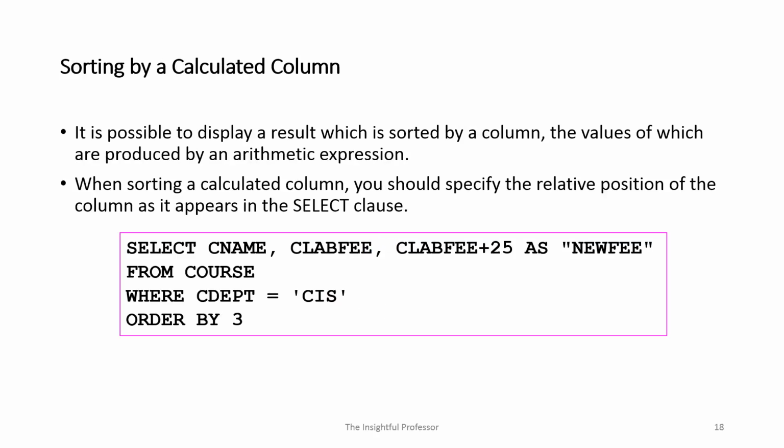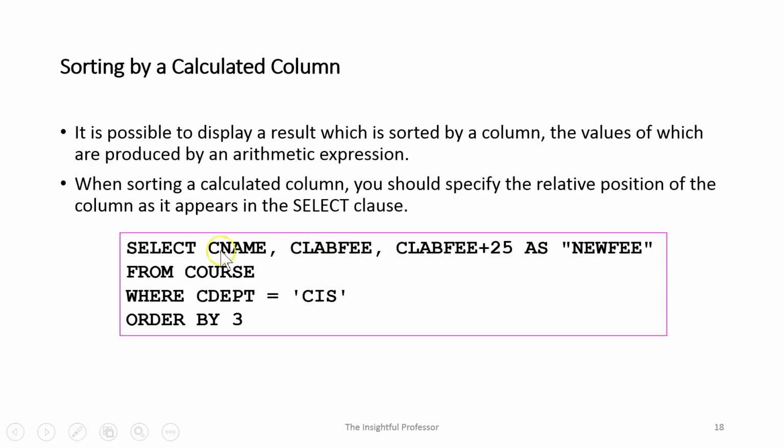Now, we have a topic here called sorting by a calculated column. What happens if you retrieve a value that is derived and you want to impose an order on the rows in your result set, for display purposes or for processing purposes, such that you want it ordered by that derived value? Well, this example is a little odd because I'm retrieving the actual lab fee and then lab fee plus 25. So if I ordered by lab fee, it's the same as ordering by lab fee plus 25. It's going to be the same ascending sequence.